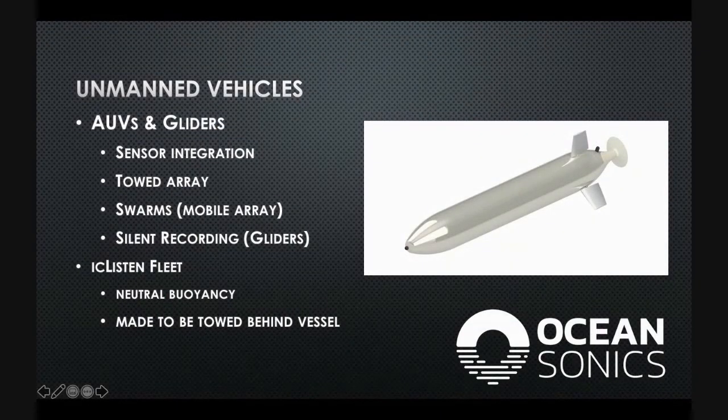And of course, with integration in mind, we're always thinking about unmanned vehicles, so AUVs and gliders. And of course, we're looking at sensor integration, in particular attaching a small towed array to these types of vehicles, or even putting multiple sensors in multiple vehicles and creating a mobile array in the form of a swarm. And then of course, using gliders for those beautiful silent recordings. With the icListen fleet, it's going to be neutral buoyancy, and it's designed to be towed behind a vehicle, not unlike this one here.